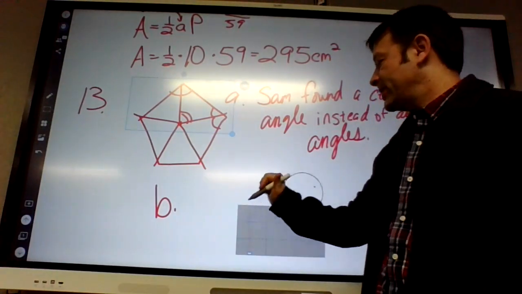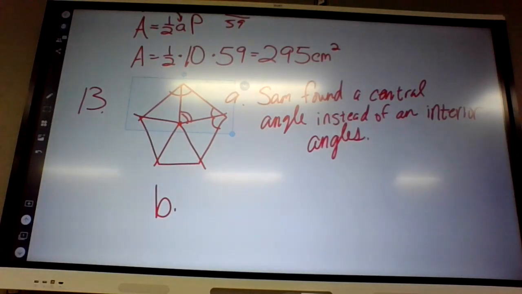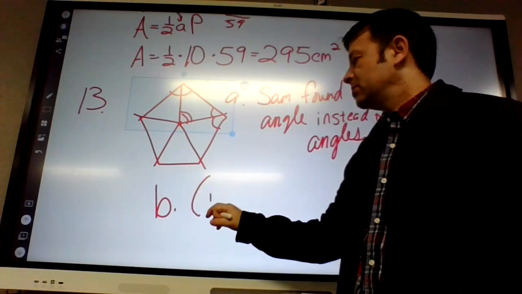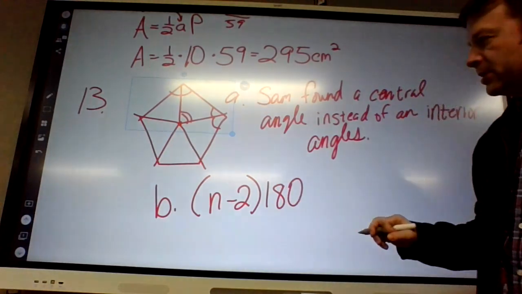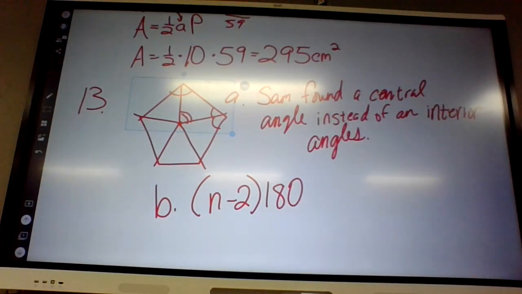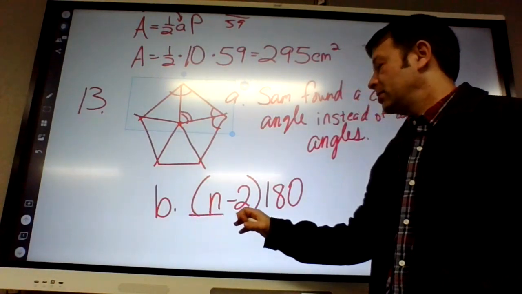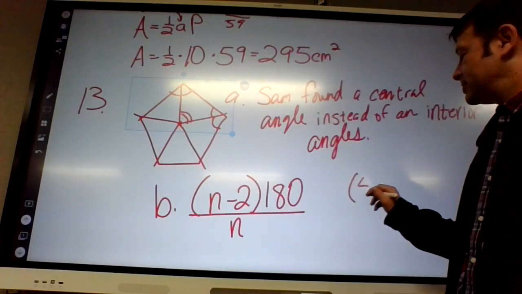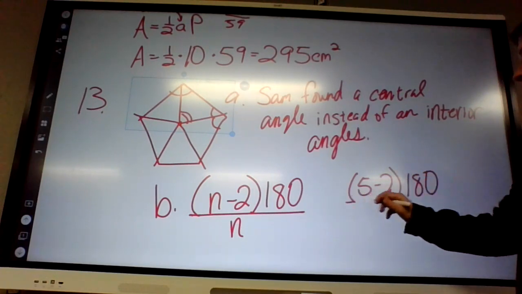Okay, the other method goes back a couple chapters. There's a formula to find what all the angles of a polygon add up to. Anybody remember? Sides minus 2 times 180. That gives you all the angles of a polygon. So what if we want just one of the angles of the polygon? Divide by the number of sides, in this case 5. So it's 5 minus 2, times 180, divided by 5.